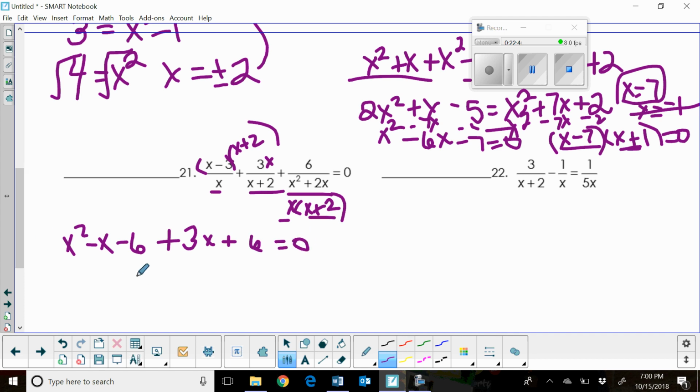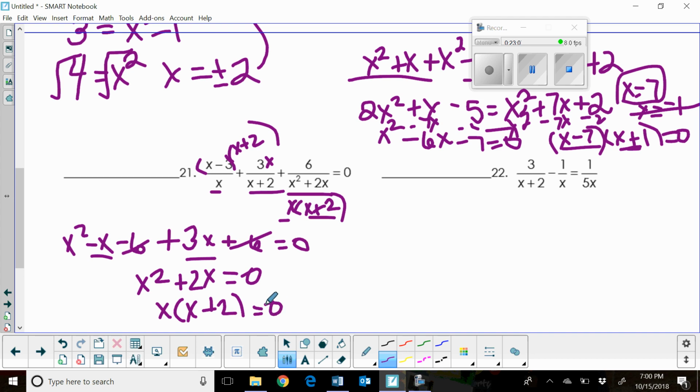Now let's combine everything, and I've got an x squared. Negative x plus 3x is plus 2x. Negative 6, positive 6 is 0. So I'm going to end up with x times x plus 2 equals 0. Well, using the zero product property, x is 0 and x is negative 2.